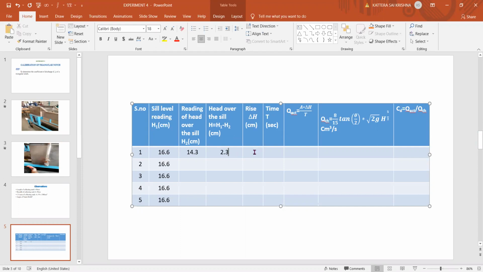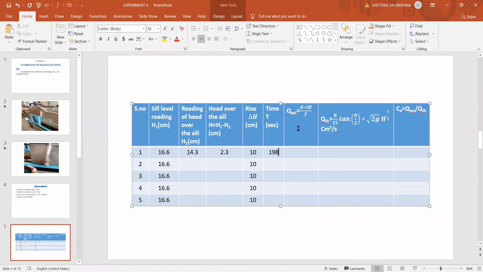Next, in the collecting tank we are always taking only a 10 centimeters rise, for all the 5 readings. We measure the time taken for filling the collecting tank to a height of 10 centimeters. When the water flow rate was constant, the time taken was 198 seconds. So it is taking 198 seconds for this 10 centimeters rise.